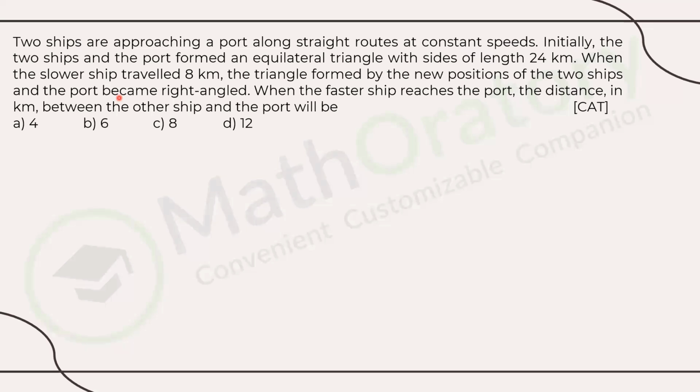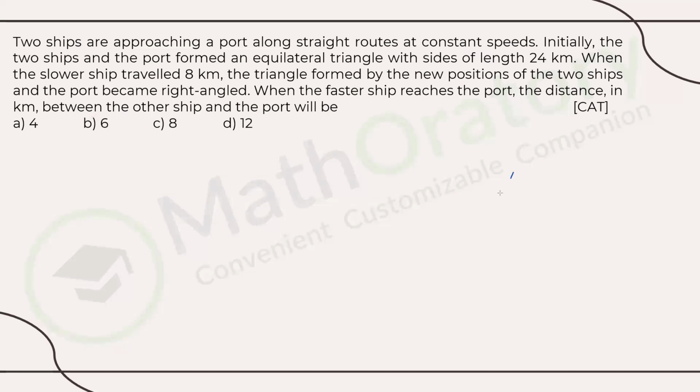One thing that is intuitive, but you should pay attention to that intuition: when the slower ship has traveled 8 kilometers, the faster ship must have traveled more than 8 kilometers, because the question is saying it is a slower ship which has traveled 8 kilometers. So the faster will obviously travel more. And we are looking for, when the faster ship reaches the port, the distance in kilometers between the other ship and the port. Fair enough. We'll come back to that.